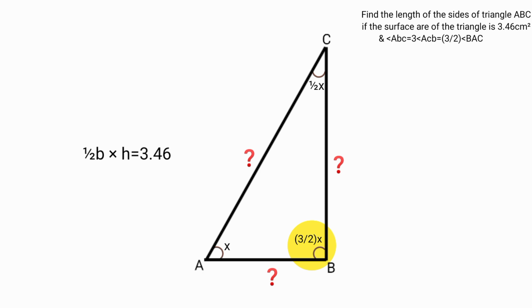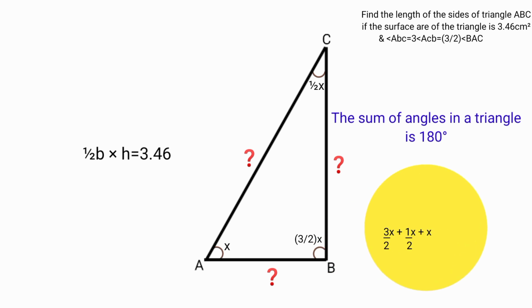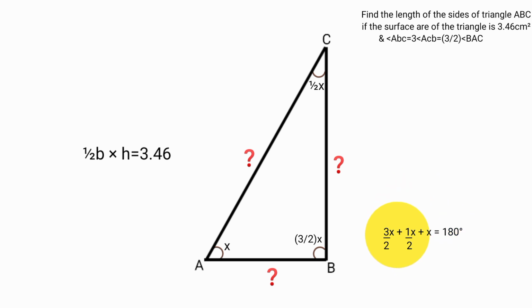Now to find the exact value of X, since the sum of angles in a triangle is 180 degrees, we sum up the angles in the triangle. Now we have 3/2 x plus 1/2 x plus x, and then equate them to 180. So here, 3/2 x plus 1/2 x, since the denominators are the same, we just add up the numerators. So we have (3 plus 1) over 2, x plus x equal to 180 degrees.